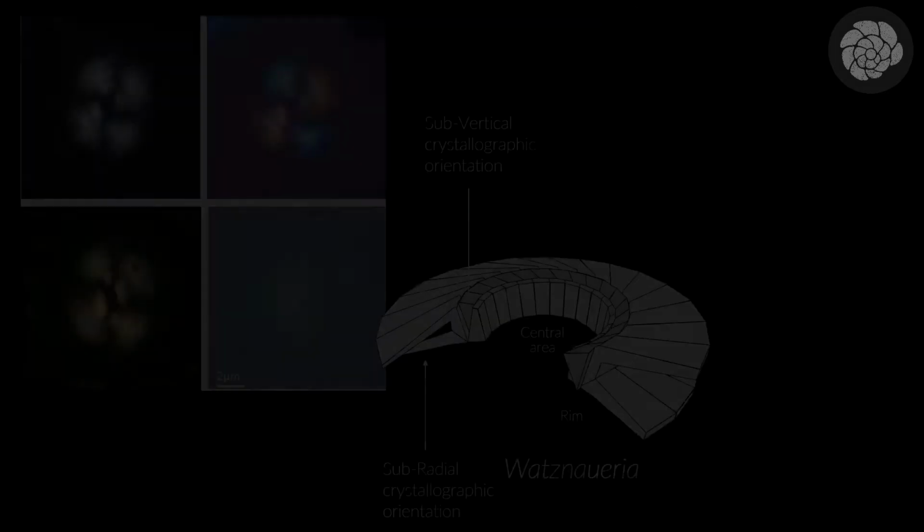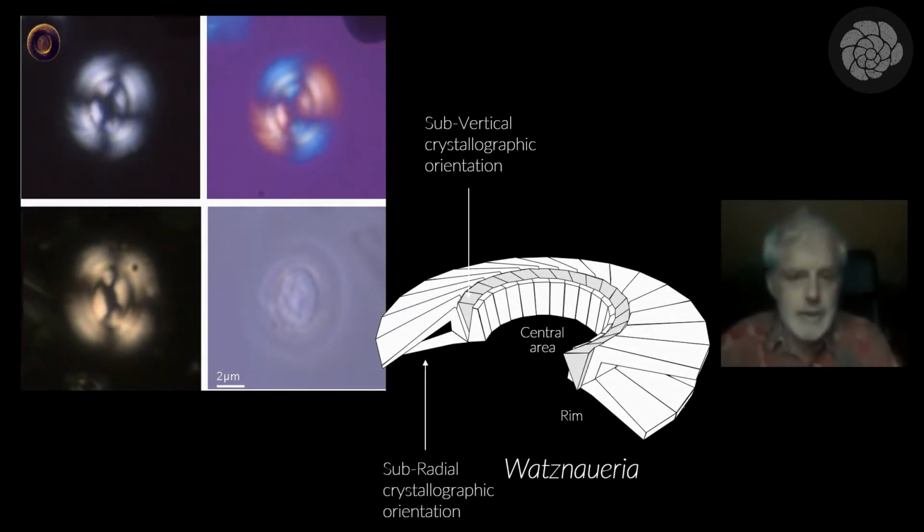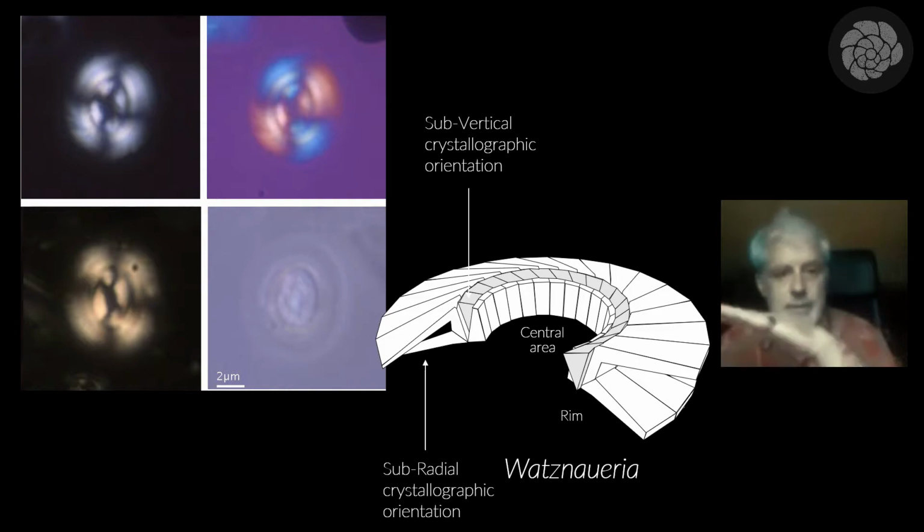And we call them V and R because that reflects the crystallographic orientation. So the R units have radial c-axes and produce a nice bright pseudo-extinction cross when we look at them in plan view. The V units have vertical c-axes, and so they appear dark in cross-polars.